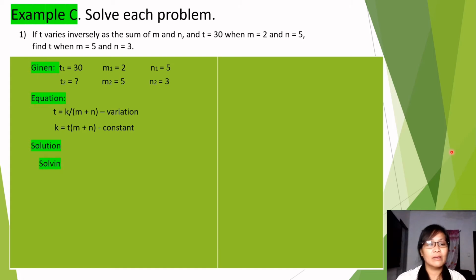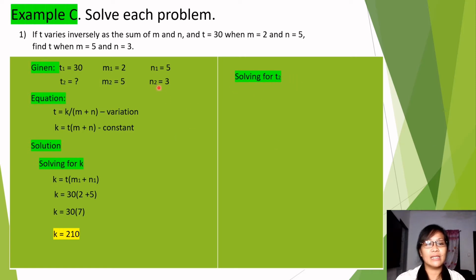Solution, finding the constant. So we will use the constant equation. K is equal to T times M plus N. Substitute the given. T is equal to 30. M1 is 2. N1 is 5. So we need to add first the numbers inside the parentheses by using PEMDAS. So we have K is equal to 30 times 2 plus 5, which is 7. And 30 times 7 is equal to 210.